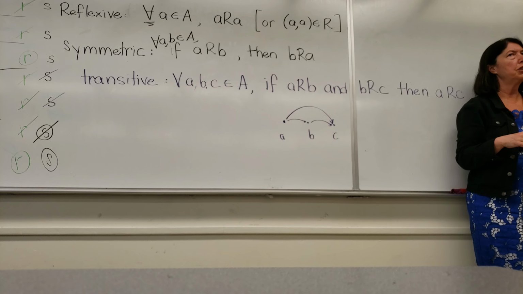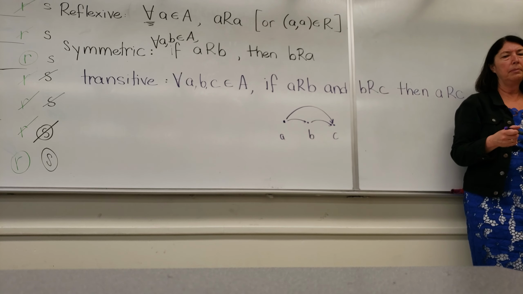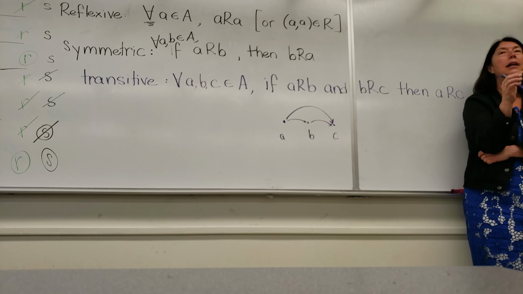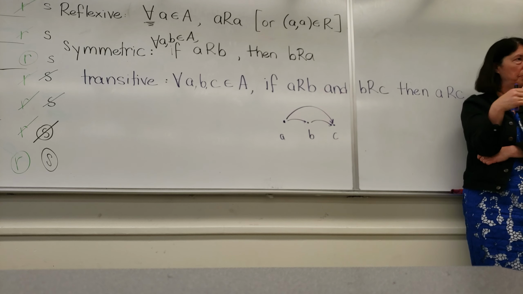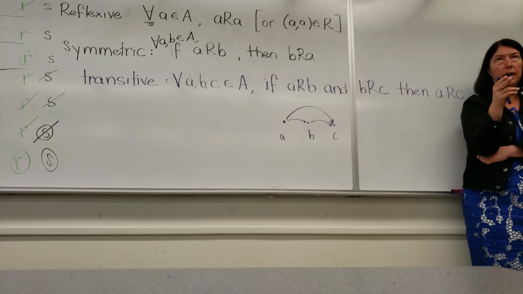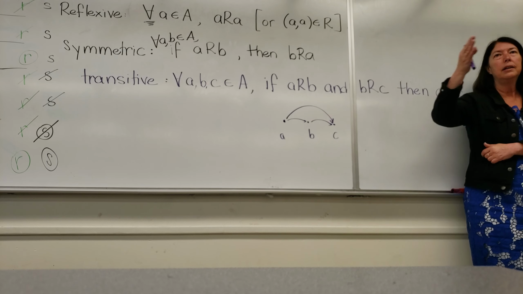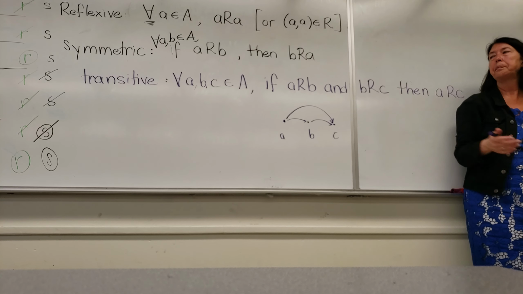I think you've encountered this kind of relation in your previous math classes. Oh yeah, like less than. Less than is a relation between numbers. If 3 is less than 5 and 5 is less than 9, then 3 is less than 9. That's a transitive relation.